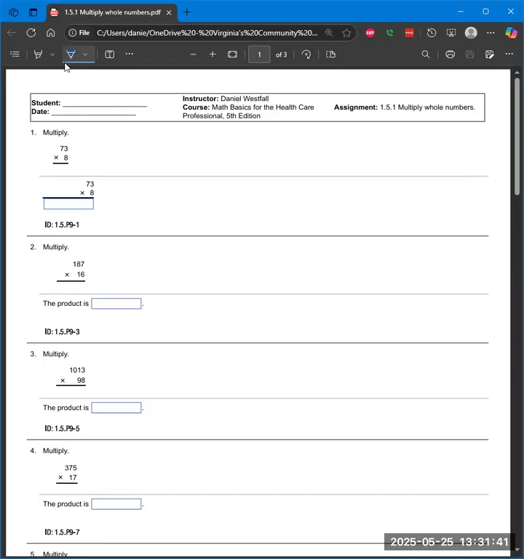The first problem is 73 times 8. 8 times 3 is 24, so we write down the 4 and carry the 2. 7 times 8 is 56. 56 plus the 2 that was carried is 58. So that makes 584.